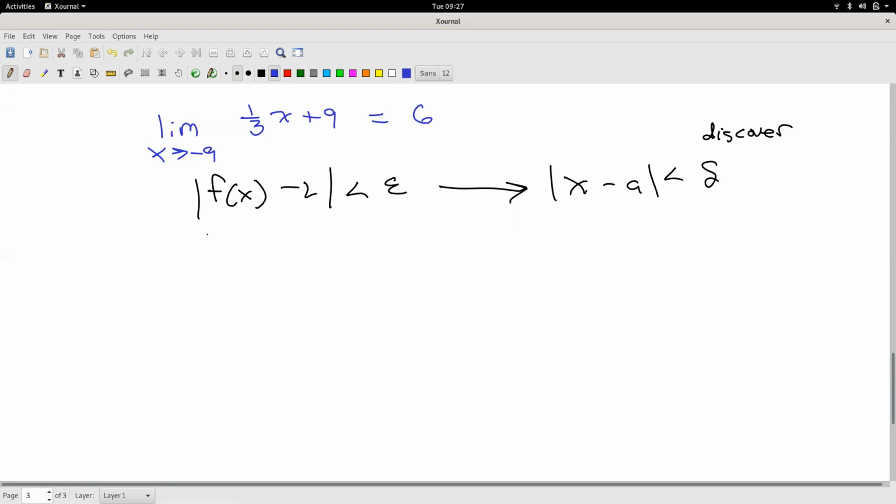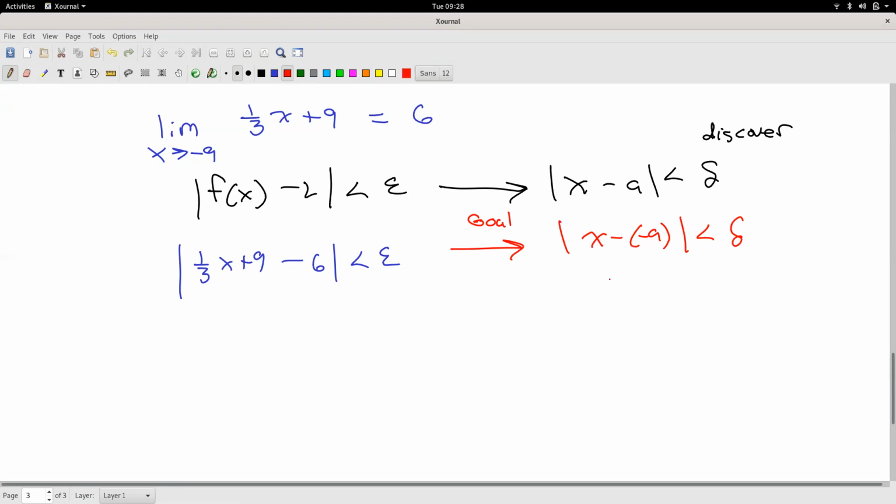So we plug into the initial part here. So our f(x) is 1/3 x plus 9, our L is 6, is less than epsilon, and our goal here is to make that look like |x minus negative 9| is less than delta, and then see what delta looks like once we get this blue thing to look like the red thing. And note here, x minus negative 9 is equivalent to x plus 9 in absolute value. All right, so let's do some arithmetic here and then maybe a little algebra on the left. We do have like terms, so we get 1/3 x plus 3.